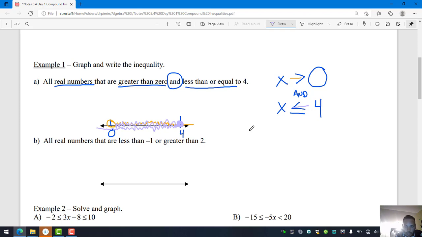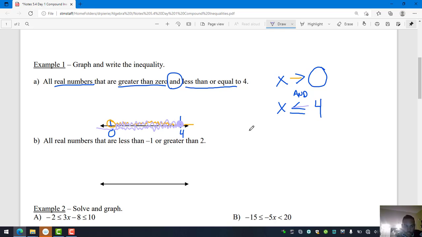Numbers that are bigger than 0, but less than or equal to 4. It's numbers like 1, 2, 3, and 4 that would be in the interval. Anything in this sweet spot right here, okay? So when you think "and" compound inequalities, you're thinking, okay, where do the shades collide?